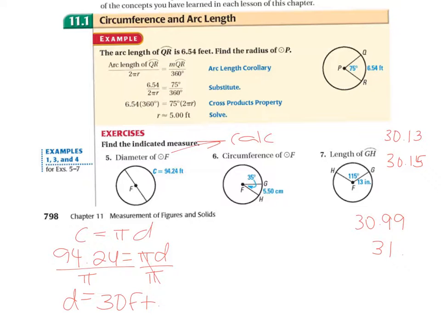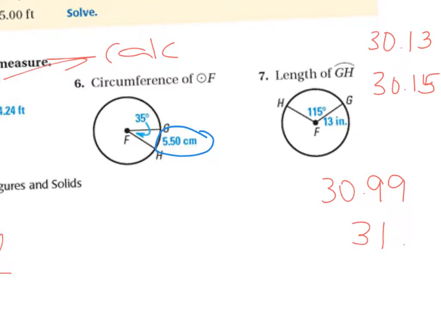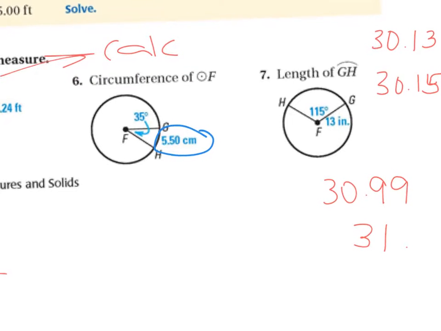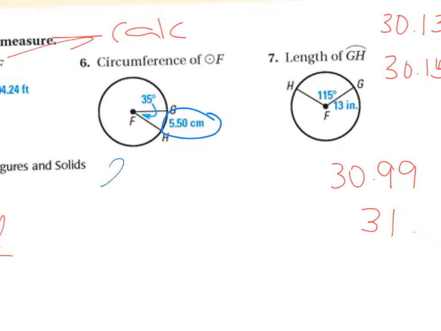Okay, number 6 says to find the circumference of F. So this is your arc length. Notice it says centimeters and not centimeters squared. That's how you know the difference between length and area. Also, that would have been shaded in if it's the area. So the length equals the measure of the arc over 360 times the circumference.